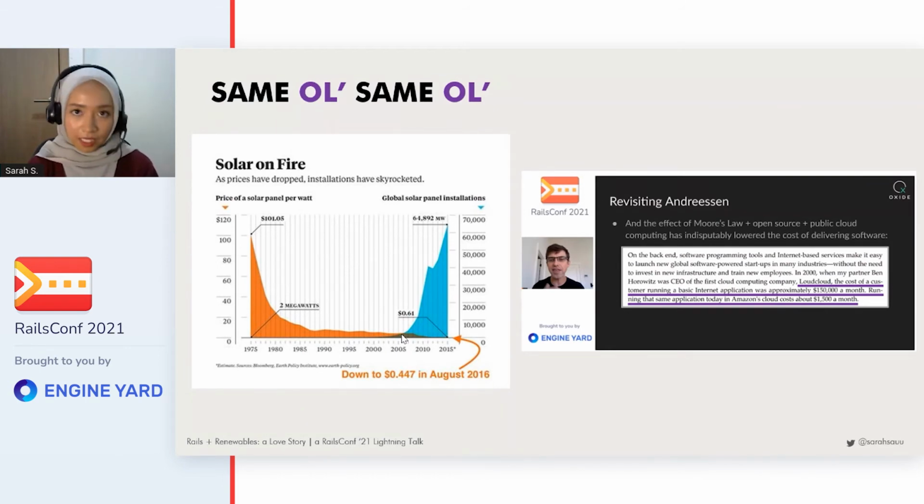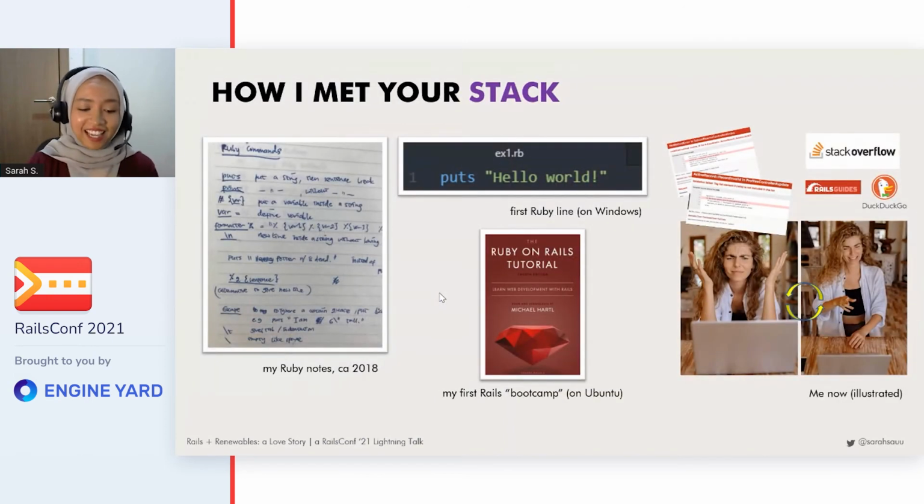So I was obsessed with this problem for a good year. And one of the things that I realized is that we can help lower the cost of geothermal by lowering the cost of access to its data. So geological data, geophysical, geochemical data, environmental data, things like that. And that brings me to how I met your mother, which is how I met Ruby and Rails.